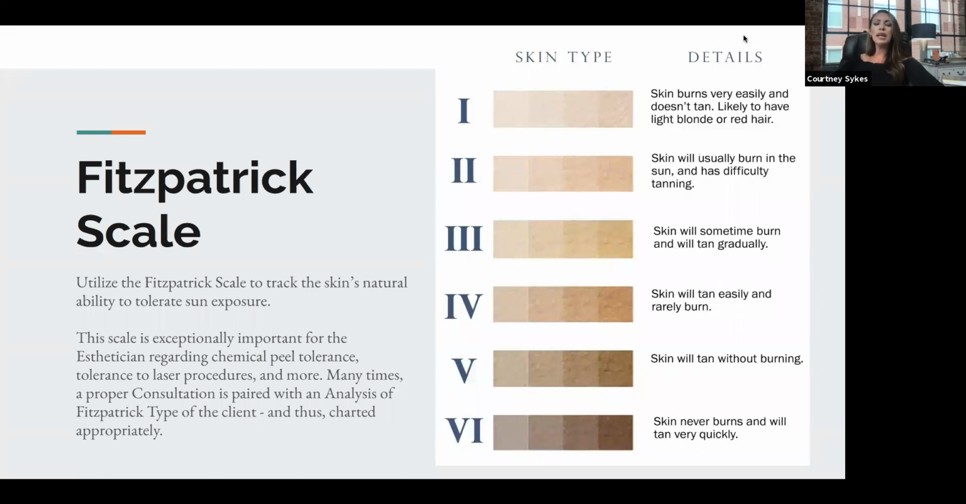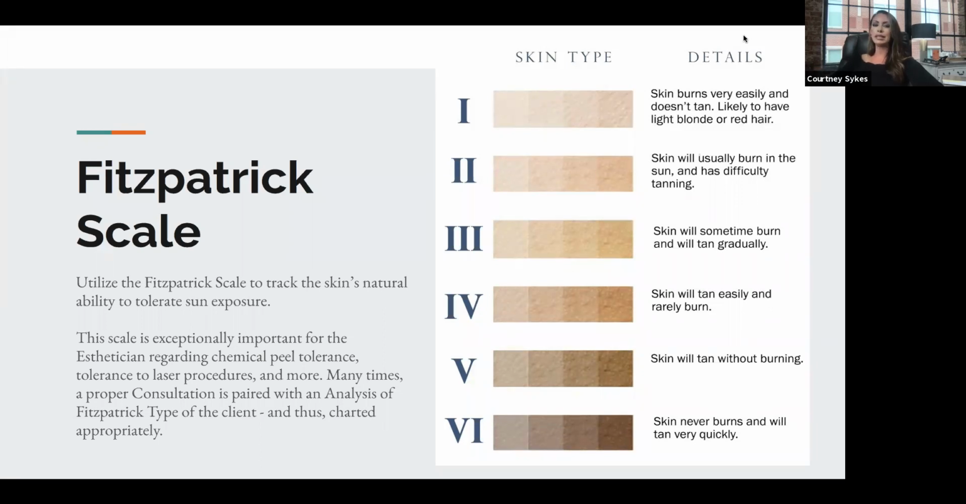Fitz 4. Skin will tan easily and rarely burn. 100%. I love a Fitz 4 and Fitz 5 and Fitz 6 because you know why? Y'all get tan and you look good and you don't have to do the spray tan like I do. And that's great. But you are all exposed to the sun. We are all exposed to the sun, and everybody of every Fitzpatrick is prone to get skin cancer.